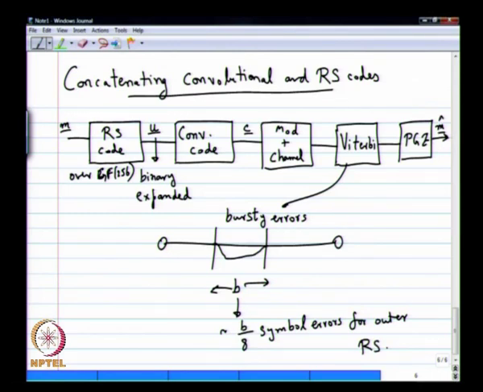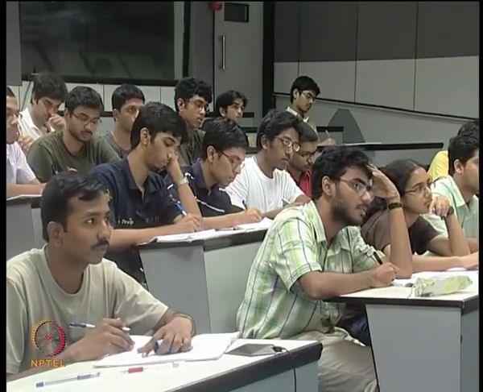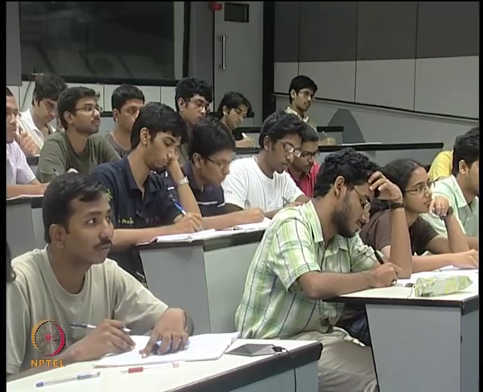If the errors were random, then your Reed Solomon code may not help you too much. It might still help, but it won't be that effective. The reason this combination is really good is that the errors the Viterbi decoder gives out are suited very nicely for the Reed Solomon code. If all the bursts get reduced to very few symbol errors, then you can correct them very nicely.